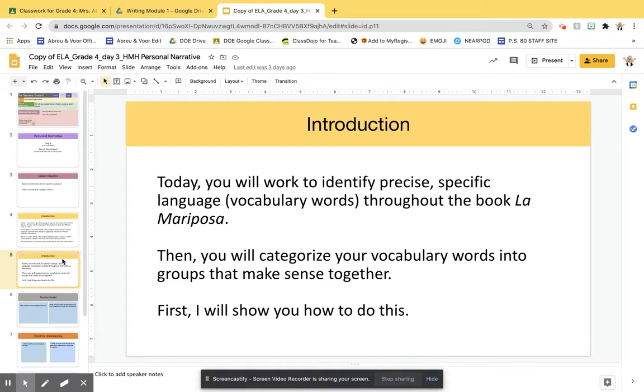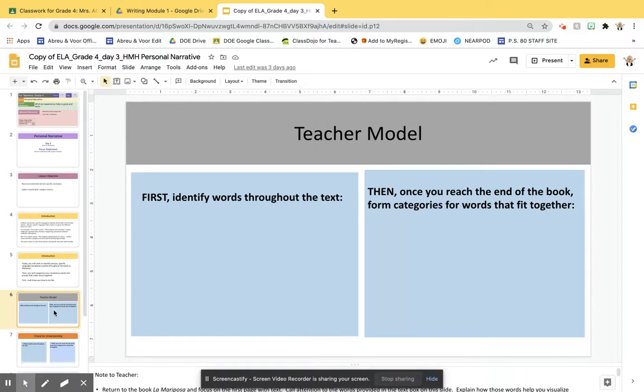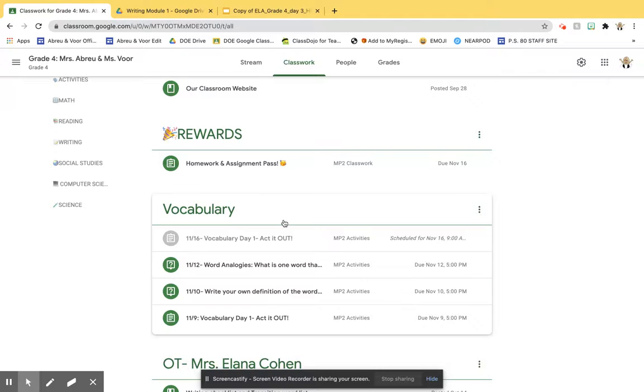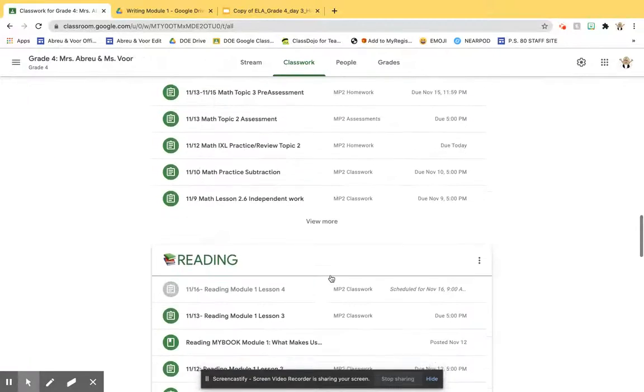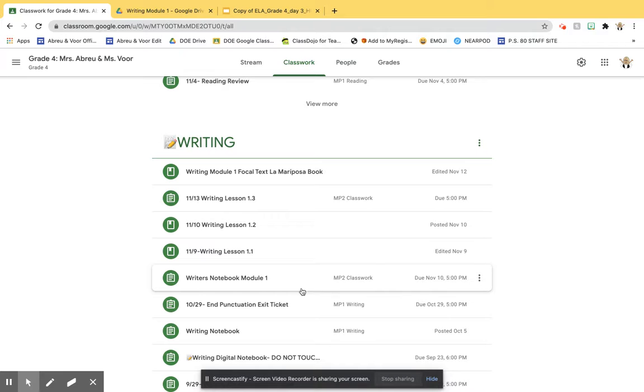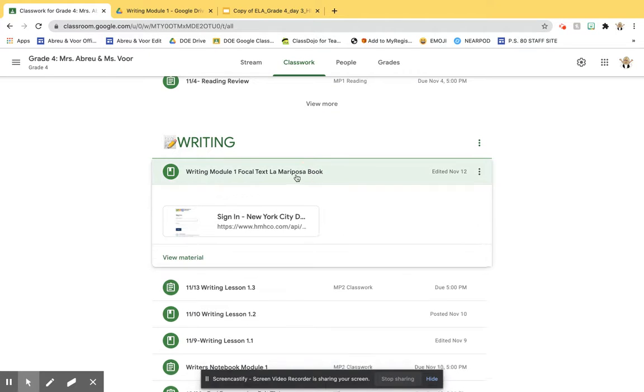Today, you're going to work to identify precise, specific vocabulary or language throughout the book La Mariposa. Then you're going to categorize your vocabulary words into groups that make sense together. So I'm going to show you how to do this. And the first thing is we're going to identify words throughout the text. So I have to go to the text and find it. If you guys go to writing and you press La Mariposa book, it will take you right to the book.